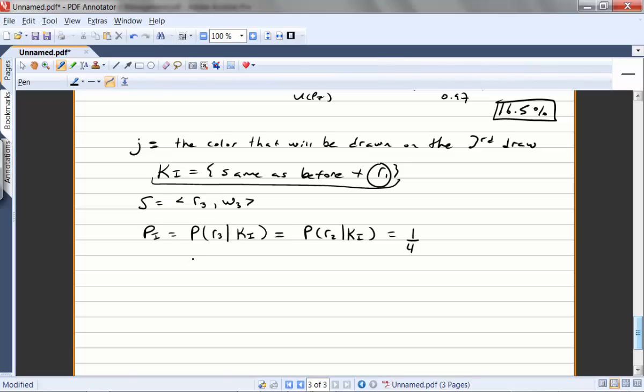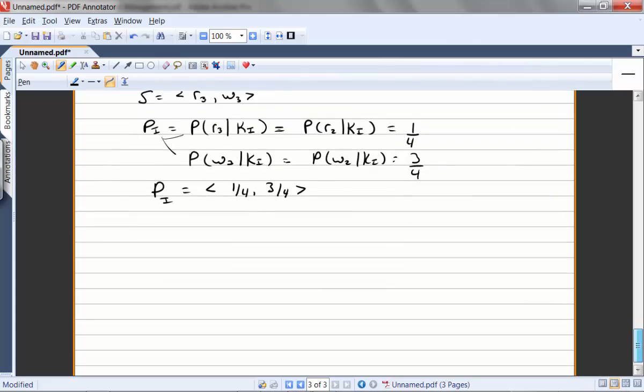and then the probability that white will be drawn on the third draw is the same thing as the probability that white will be drawn on the second draw, using the same logic, which is 3/4. So our initial probability distribution, 1/4, 3/4. All right. And then we give her a message. So the message is R2. In other words, red was drawn on the second draw as well.